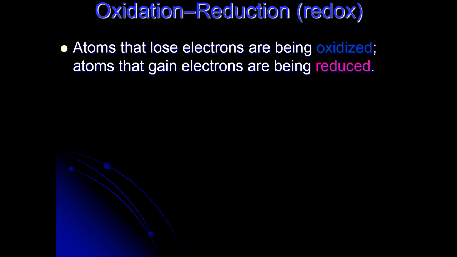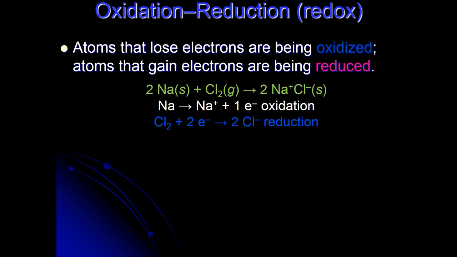Here's a real-life redox reaction of our old friend table salt. You've got two atoms of sodium in its solid form reacting with diatomic chlorine gas to form this ionic solid, sodium chloride. This is a redox reaction because, as we notice, both of our atoms in the first reaction, in green, are in their elemental form. That means that they both have oxidation numbers of 0.